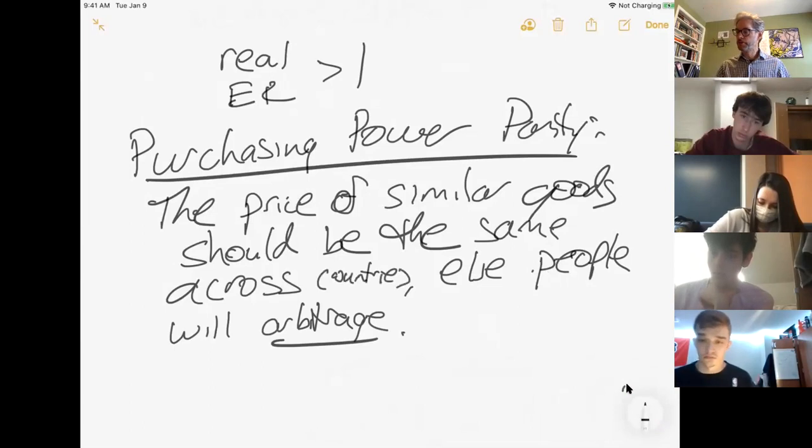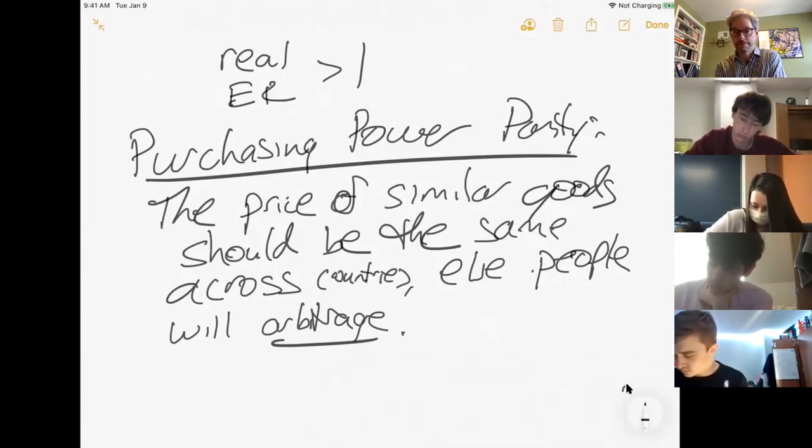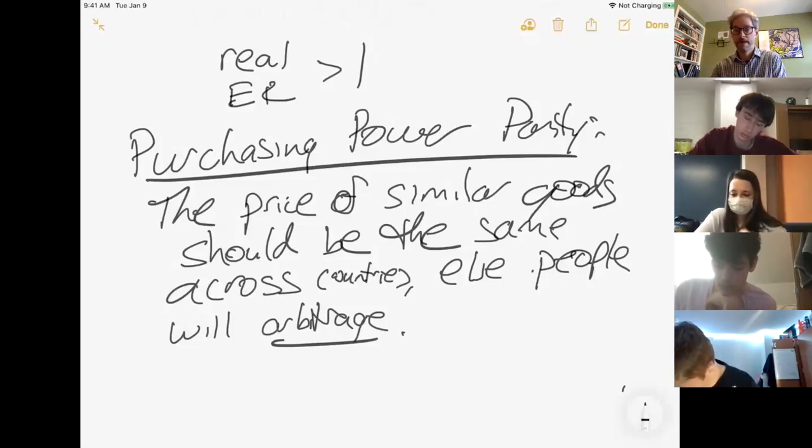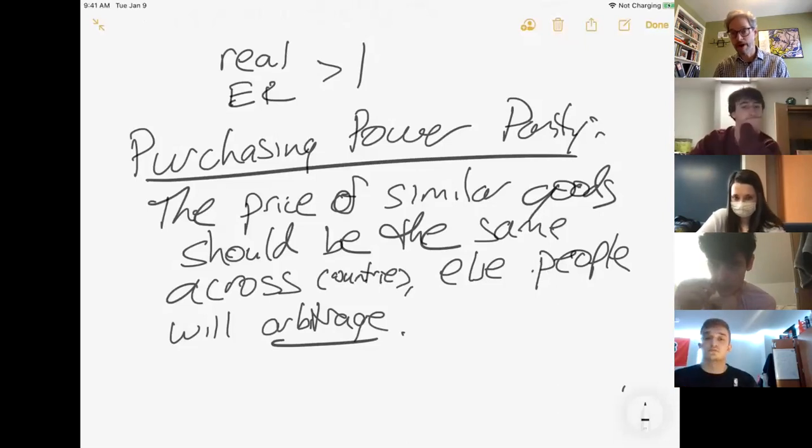The price of similar goods should be the same across countries, or else people will arbitrage. I don't know if you know what arbitrage means. Arbitrage is a fancy word for taking advantage of price differences. And so people will take advantage of price differences if the price of similar goods are not the same between countries.